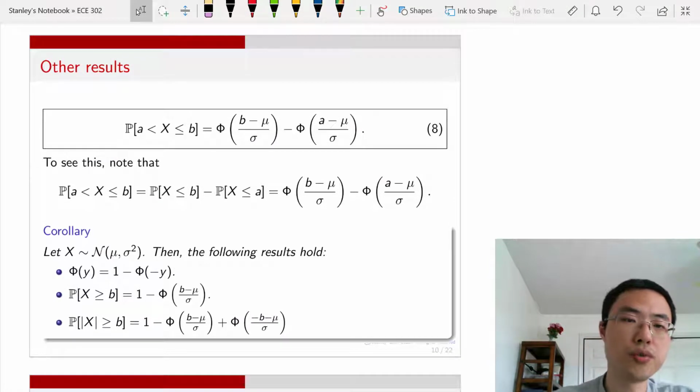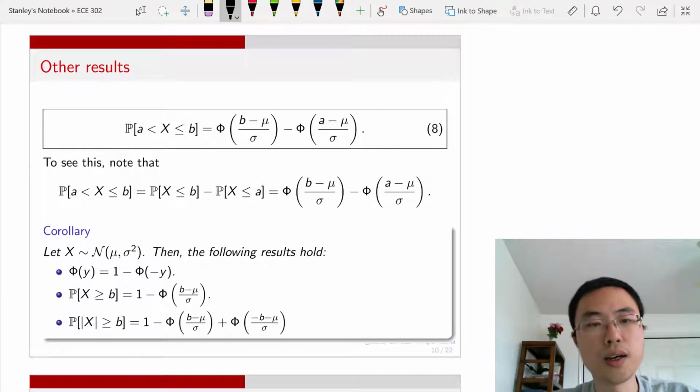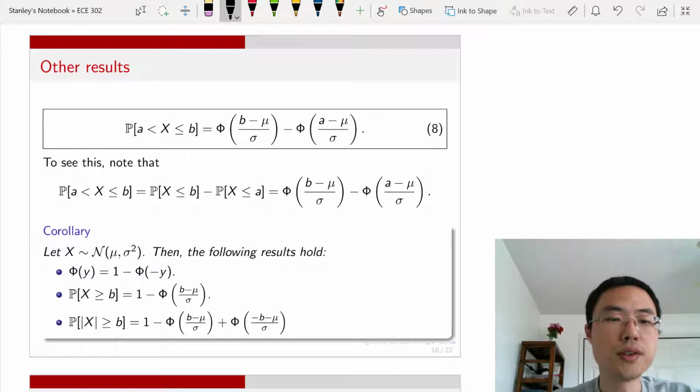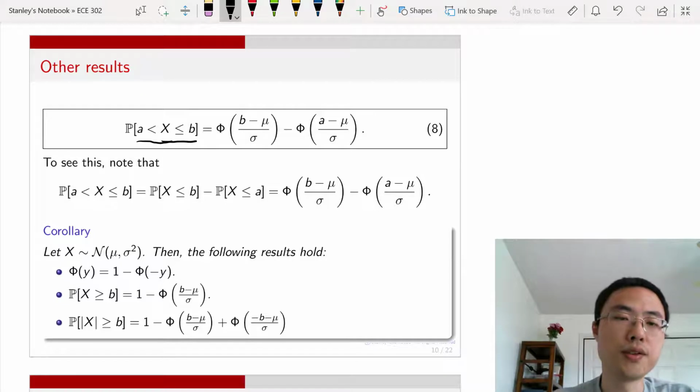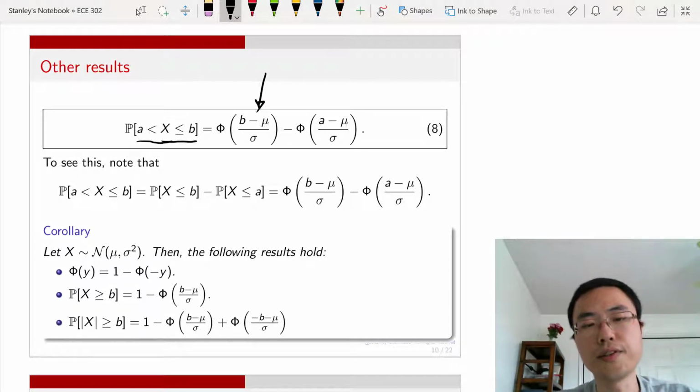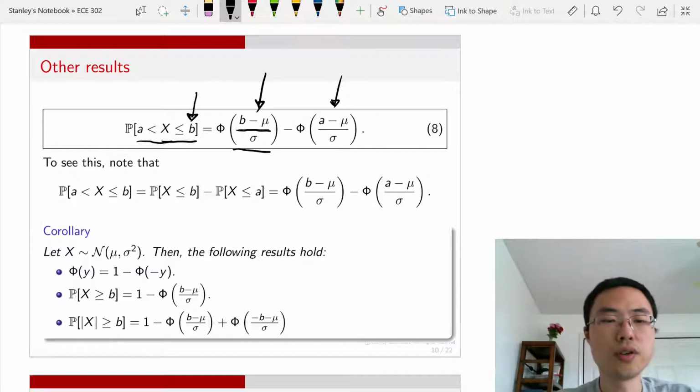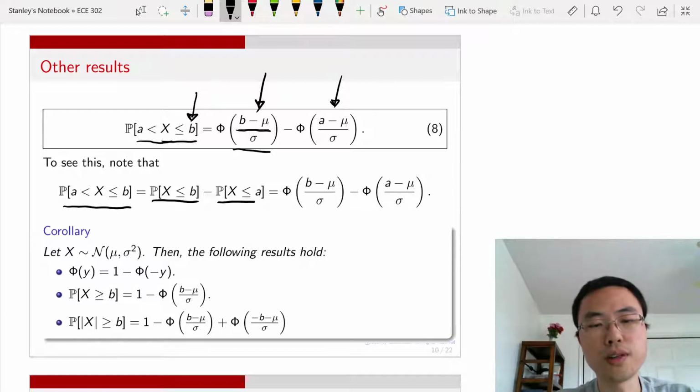There are other results which I will just briefly mention. This result says that if you have a random variable x which is Gaussian, and it is between a and b, that's the interval for which you're trying to evaluate the probability. This is the same as finding the CDF of the right hand side with this transformation, minus the CDF at the lower limit. This is just because of the following reason. This is the probability of the interval: you have the upper limit minus the lower limit, these two CDFs evaluated.